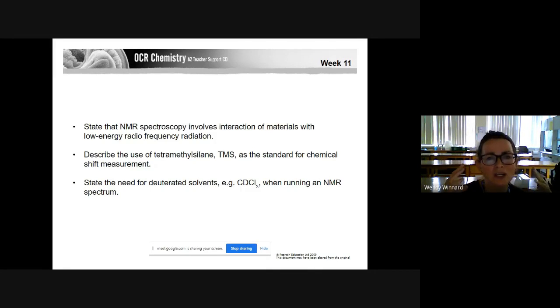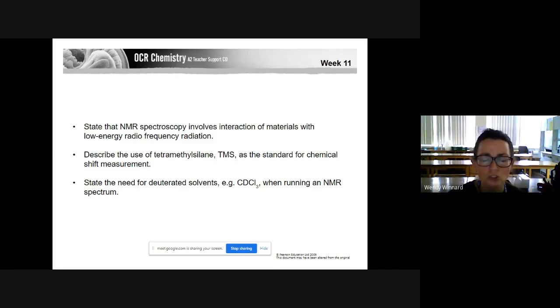absorbs radio waves. Radio waves are much bigger than little tiny infrared waves. So it's radio waves being absorbed by nuclei. Don't be scared by the word nucleus. It's got nothing to do with nuclear power. It's to do with tiny nuclei in the middle of some atoms that absorb radiation.